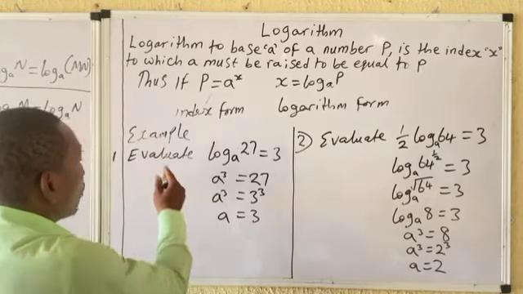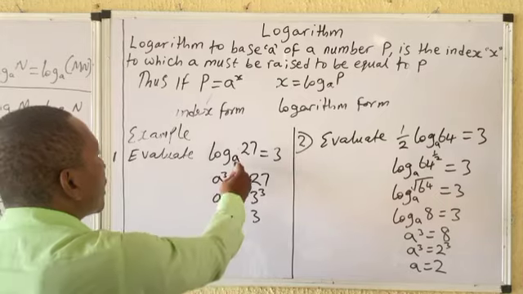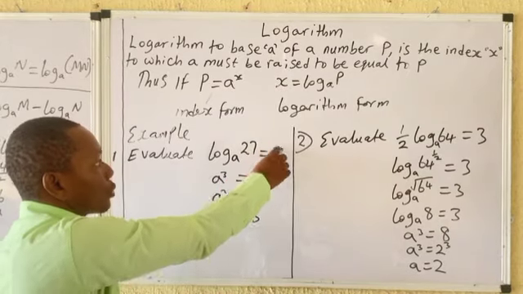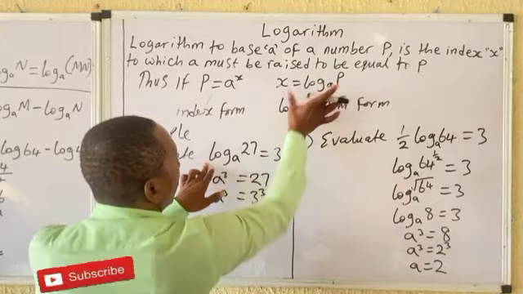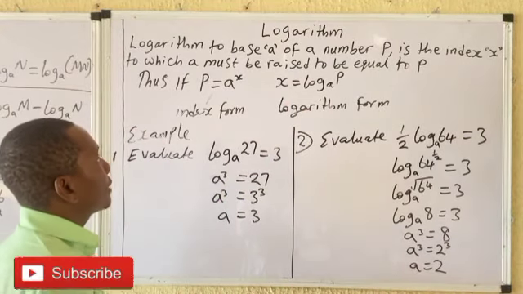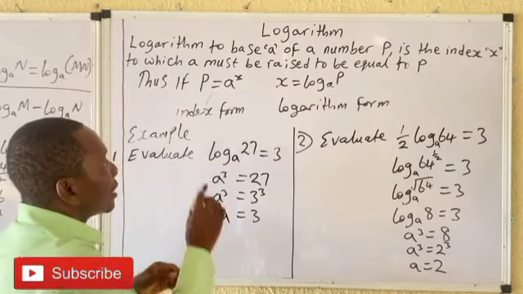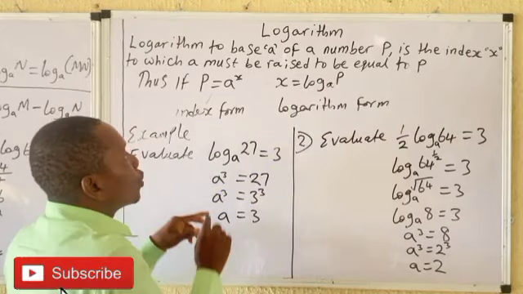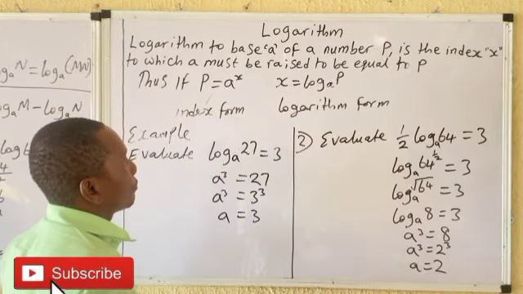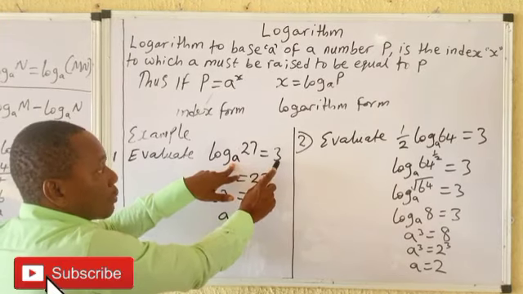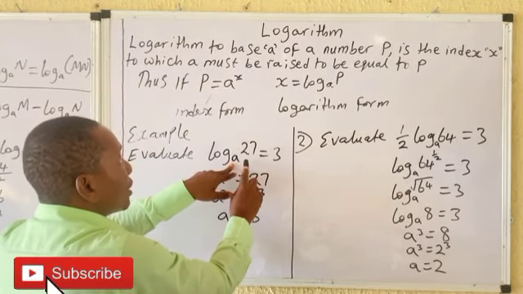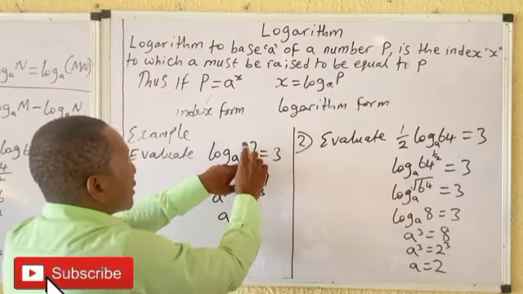Now, let's take example 1. Evaluate log A to base 27 equal to 3. Now, note this. This is given in this form. How do you convert it to this form? This base A, you raise it to this X. Base A raised to what? X. The value of X in this place is 3. A raised to power 3 equal to 27.